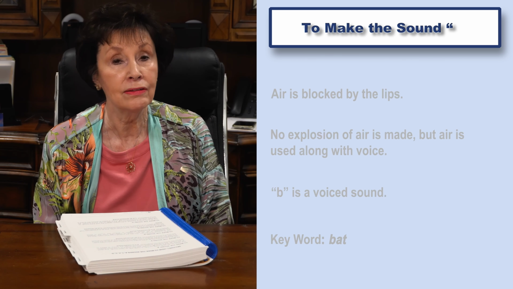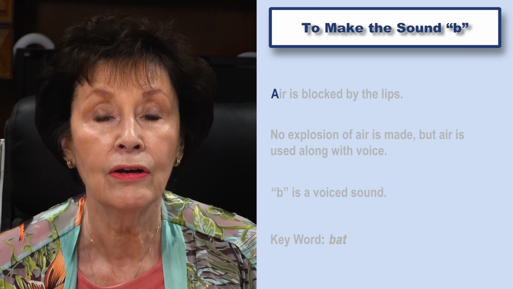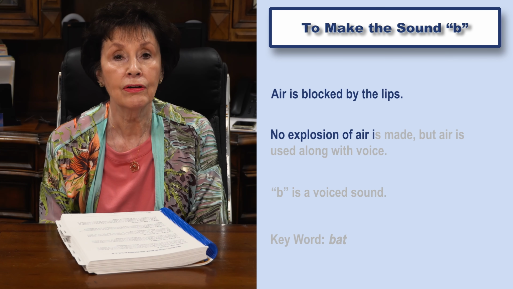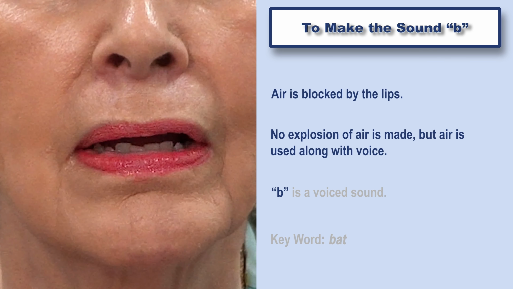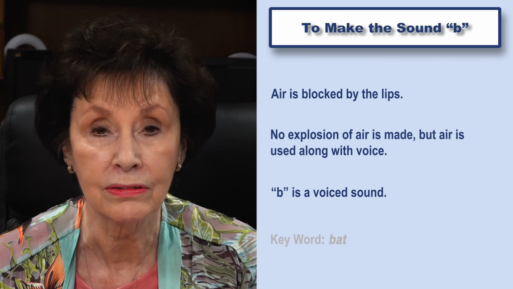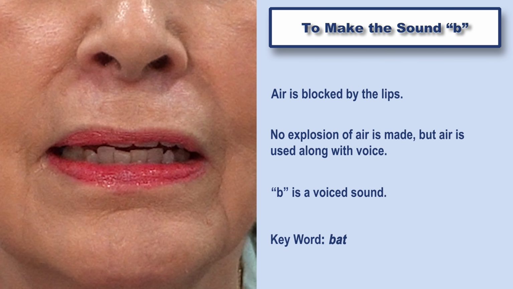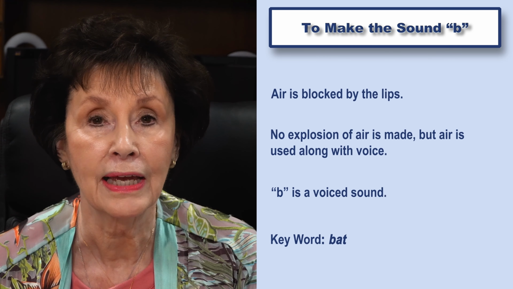To make the sound of the letter B, air is blocked by the lips. No explosion of air is made, but air is used along with voice. B is a voiced sound, and the keyword is bat. Be careful not to elongate the sound.